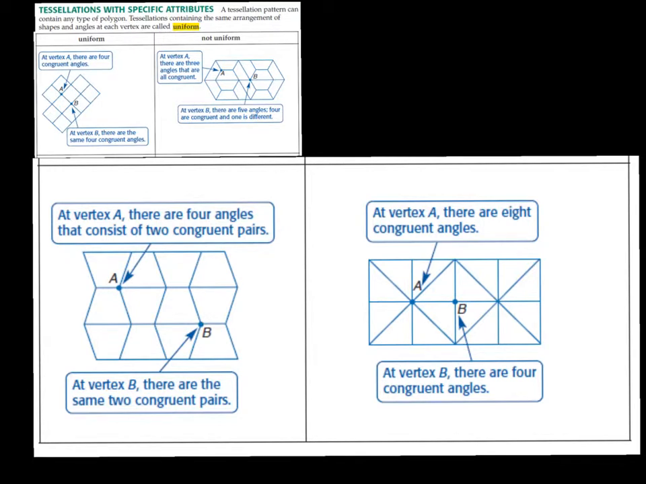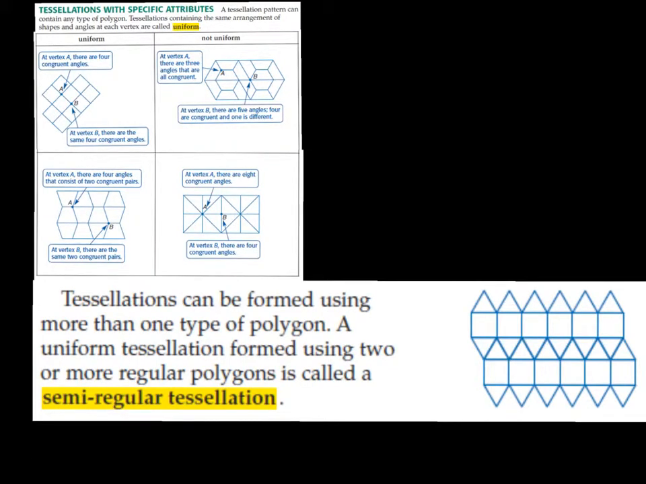Again, the diagram on the left is uniform. At vertex A, there are 4 angles that consist of 2 congruent pairs, and at vertex B, there are the same 2 congruent pairs. On the right, it is not uniform because I have 2 different sets of angles. At vertex A, there are 8 congruent pairs, but at B, there are 4, and they are all right angles. They are different than A. Tessellations can be formed using more than one type of polygon. A uniform tessellation formed using 2 or more regular polygons is called semiregular.